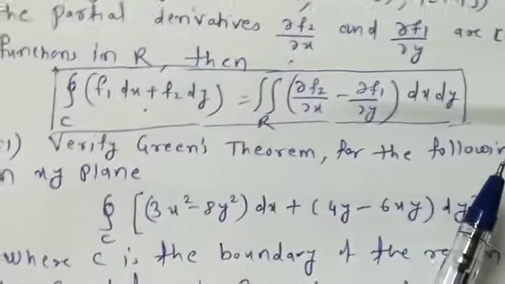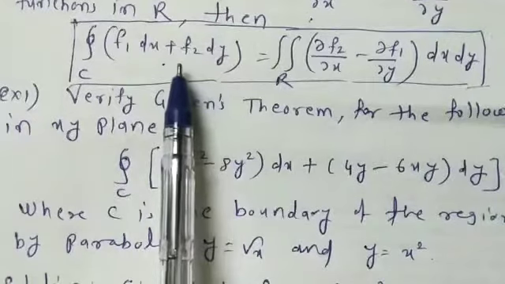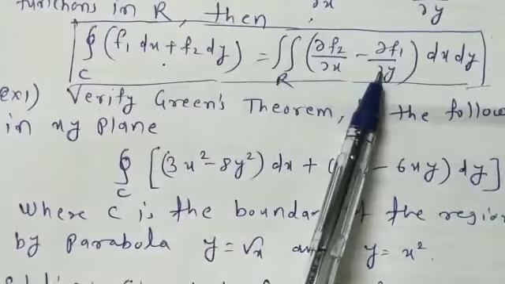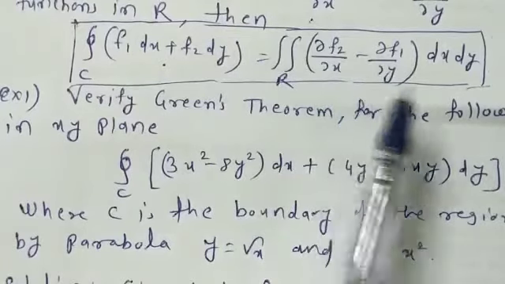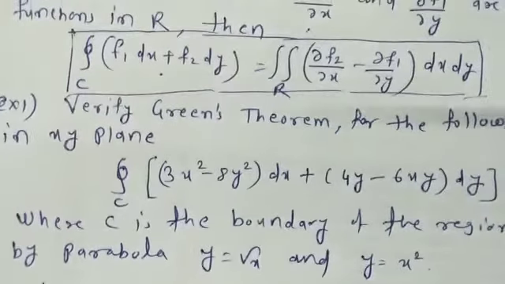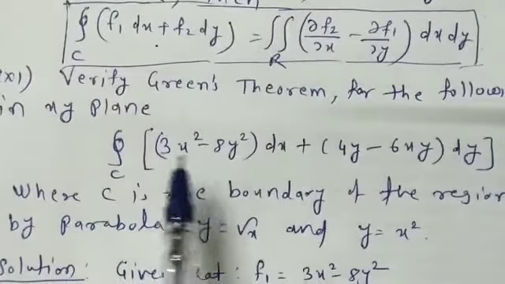So if the question is asked to verify Green's theorem, then you need to find out the left hand side and right hand side separately and both answers should match. Then you can say that Green's theorem is verified. Okay. Now let us solve one example.